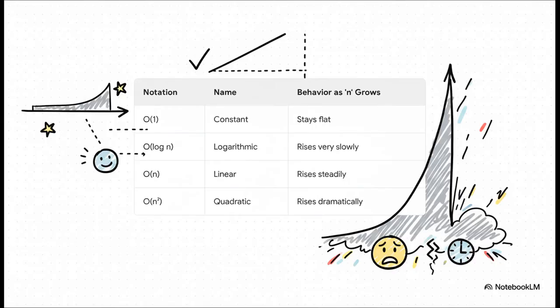This table here is like a quick cheat sheet. An O(1) or an O(log n) algorithm is fantastic. It barely even notices as the input grows. O(n) is solid, it's predictable. But once you hit O(n²), performance starts to degrade fast. The goal is always to stay as low on this chart as you possibly can.